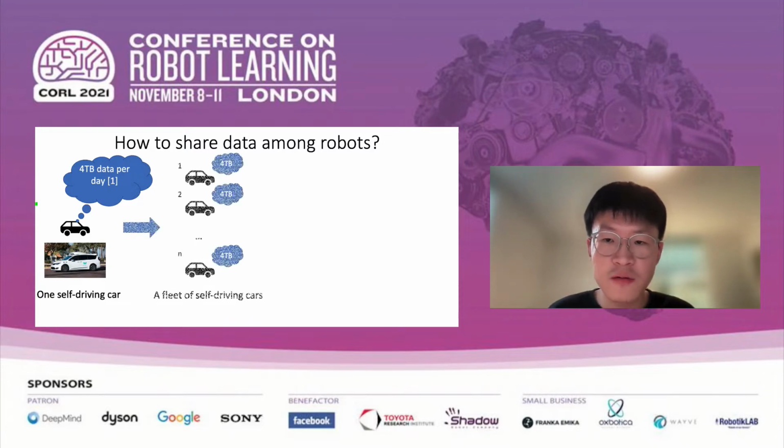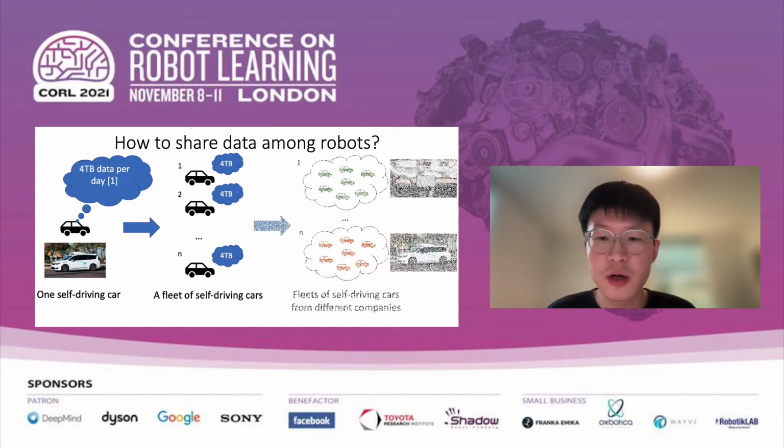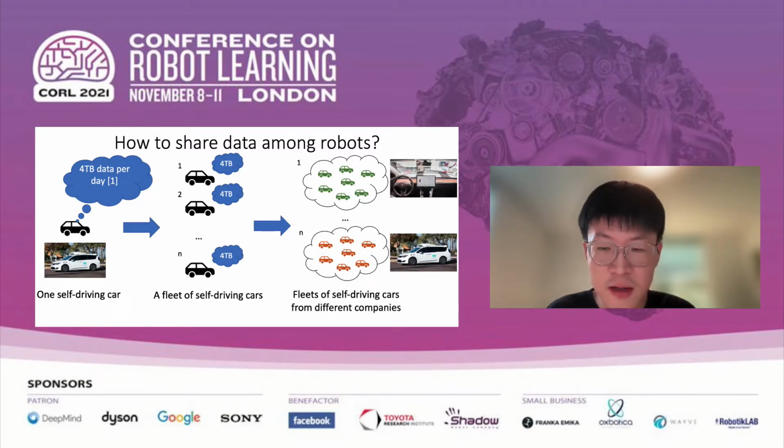Moreover, a self-driving car company may already have a fleet of robots on the road. Each of these cars can generate 4 terabytes of data per day, which further increases the sharing load. To further utilize this new oil, different companies may want to exchange and trade their robotic data. This can make data sharing even harder because robots belong to different organizations.